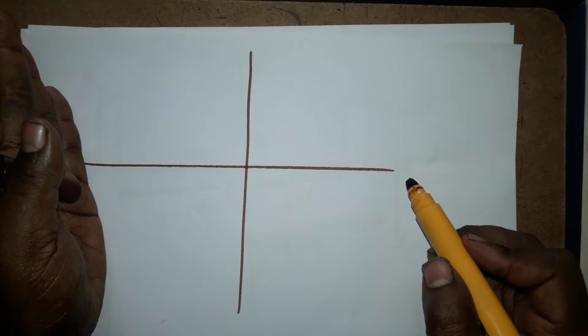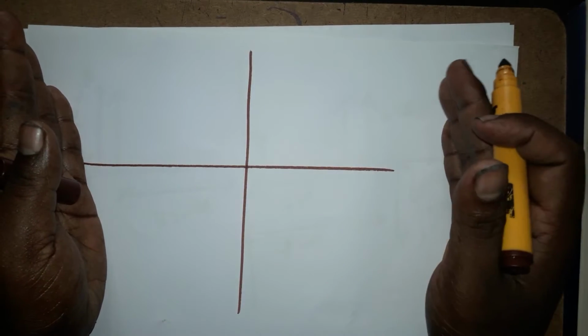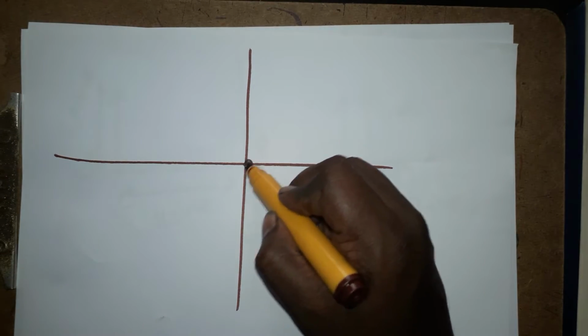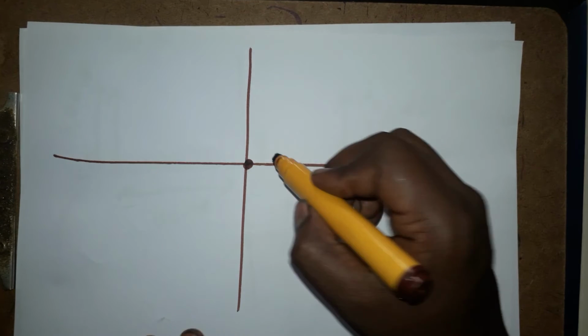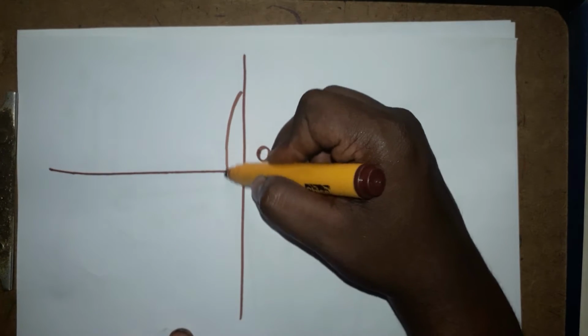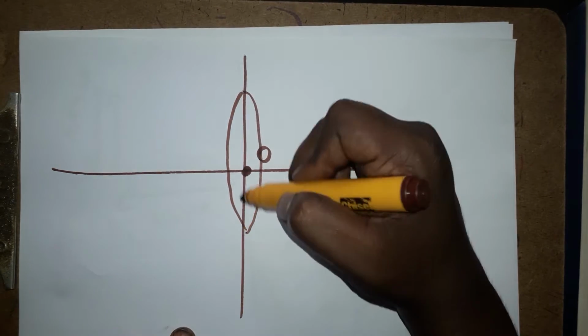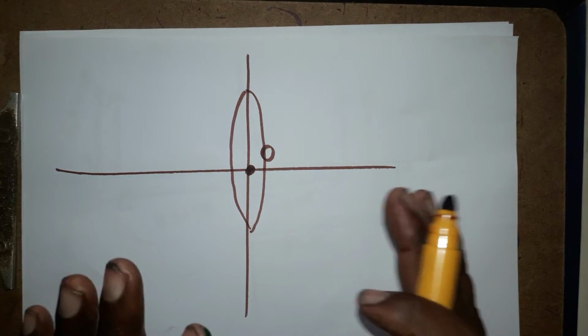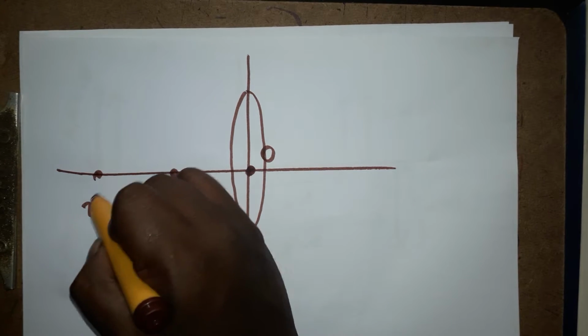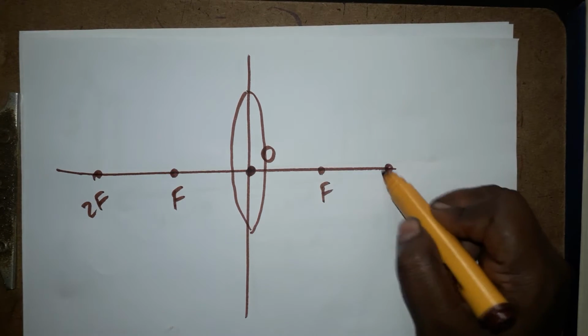Okay, so left side it is negative, right side is positive, above positive, below negative. From this point, in case of the lens we are taking, the optical center will be there. If, for example, I take a convex lens, I will do all the lens and mirror. First I will explain one by one. It is f, it is 2f, it is f, it is 2f.